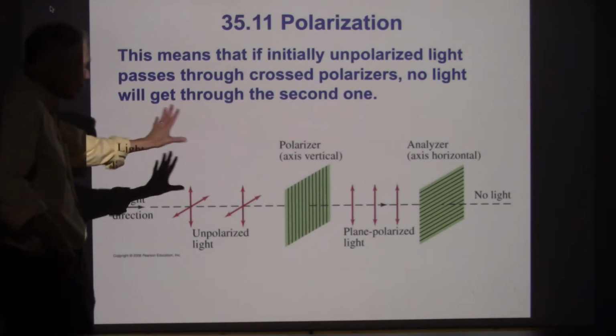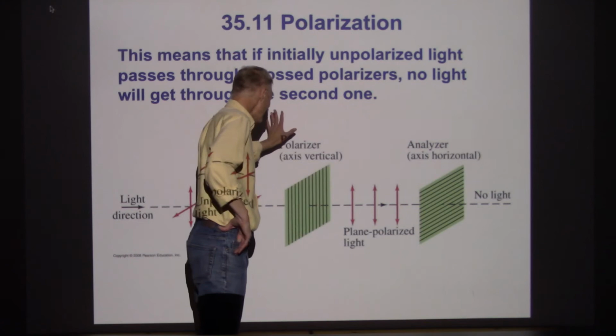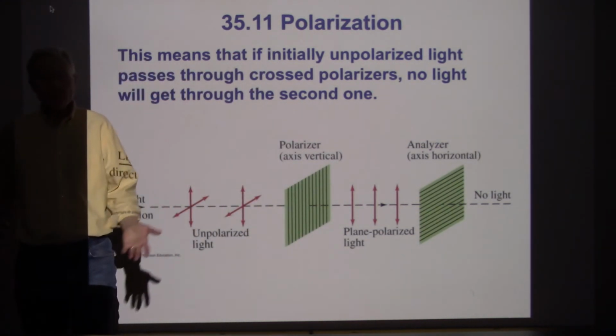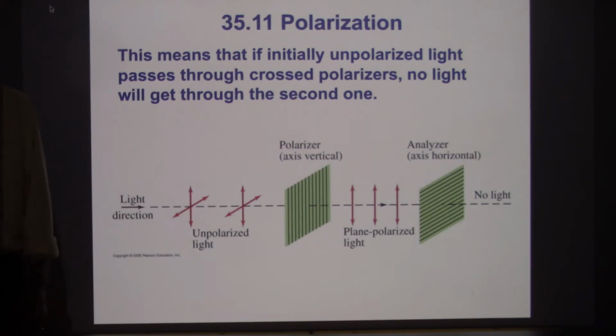Now, if I rotate the polarizer by any angle, and I come in with unpolarized light, half of the light is going to go through and half of the light will not.